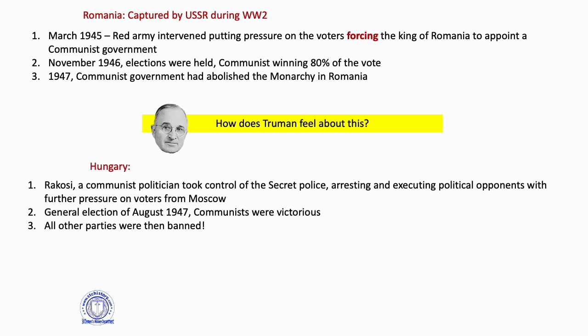Now, again, by this point, we've had the telegrams, we've had the Truman Doctrine. There's no doubt at all that Europe is absolutely split, and you can start to see what Churchill was talking about in his Iron Curtain speech. All right. So again, as we just did previously with Romania, how does Truman feel about Hungary? It's the same answer, isn't it?